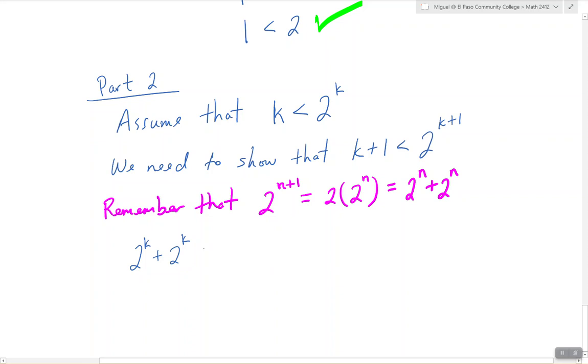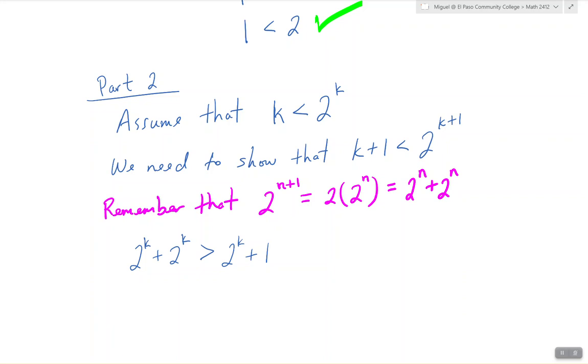Now this is actually greater than 2 to the k plus the number 1. Does this make sense why this might be true? We were just going through the exponent rules here as a review. So 2 to the n plus 1 is the same as 2 times 2 to the n. You can factor out a 2. And this is saying twice this, right? So twice this is this plus itself, right?